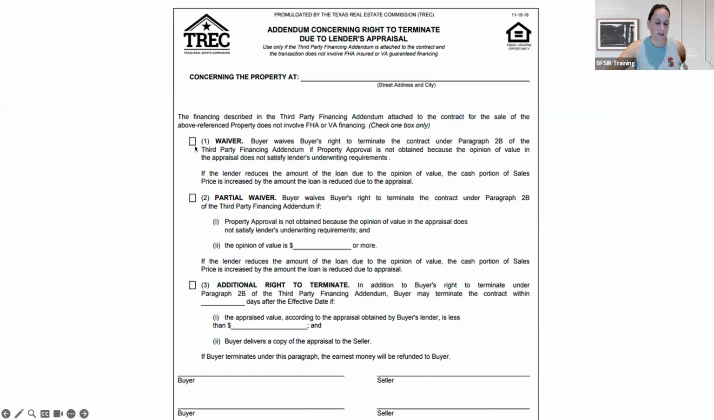So they created this document, and basically this is a full waiver, which is what the listing agent and the seller want to see, that buyers are waiving the right to terminate due to the appraisal. So if the appraisal comes in way low, it doesn't matter. The buyer is saying, we will make up the difference.